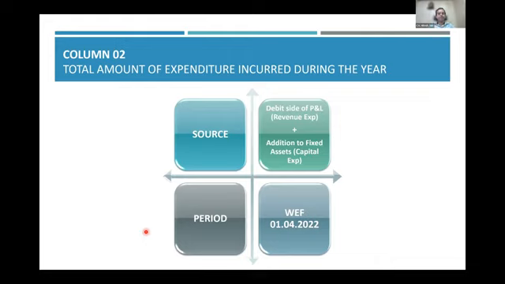So in simple terms, if you see the source of this particular column number 2, you have to go to the debit side of the profit and loss account and additions to fixed assets. So both these things have to be clubbed and reported in the table, with effect from 1st April 2022.